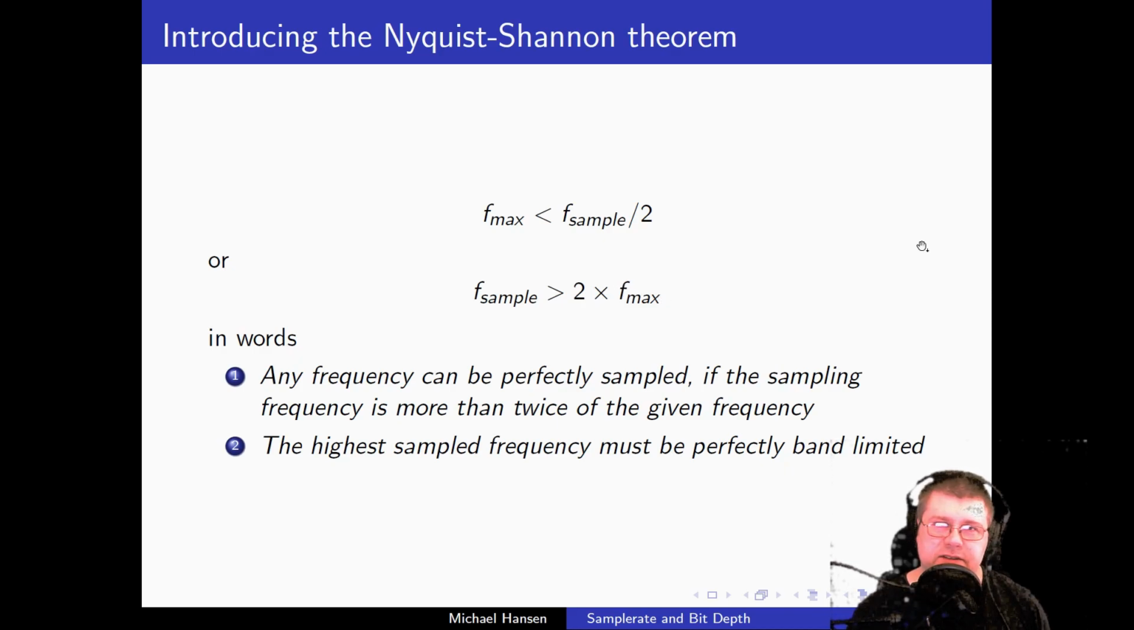If you're not a physicist or a mathematician, you just want to understand audio, then we can put it in words instead. So we have 2 requirements in order to uphold the Nyquist-Shannon theorem. First, any frequency can be perfectly sampled if the sampling frequency is more than twice the given frequency. So if I want to sample a maximum of 5,000 Hertz, 5 kilohertz, I need a sampling frequency of at least 10 kilohertz or more.